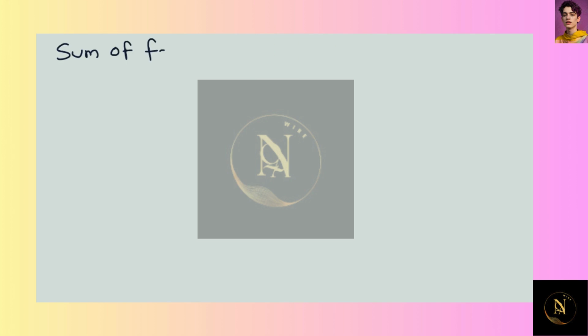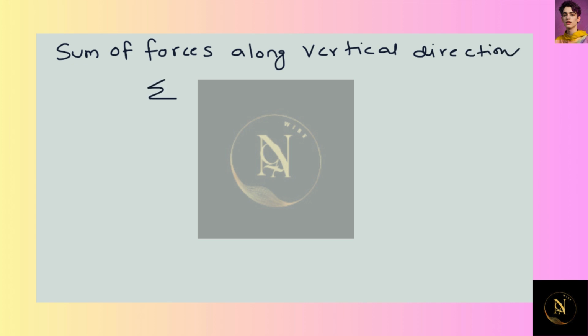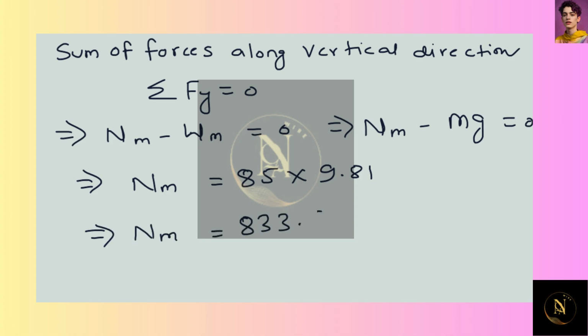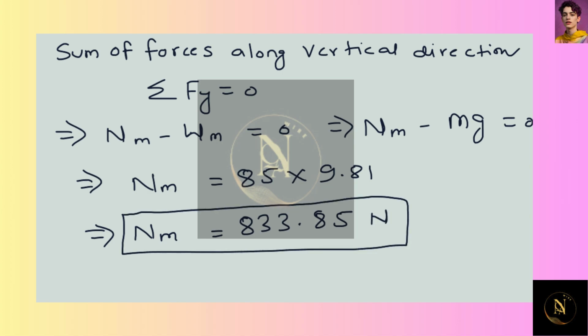Now we will write the equations. So sum of forces along vertical direction, summation of Fy is equal to 0. So Nm minus Wm is equal to 0. So Nm minus mg is equal to 0. On solving, we will get Nm is equal to 85 into 9.81. So the value of Nm comes as 833.85 Newton.